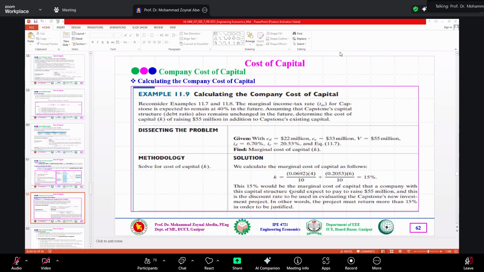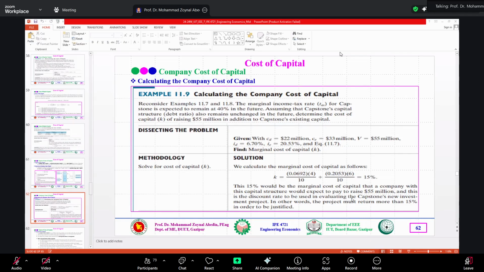This 15% would be the marginal cost of capital that a company with this capital structure would expect to pay to raise 55 million US dollars. And this is the discount rate to be used in evaluating Capstone's new investment project. In other words, the project must return more than 15% in order to be justified. This is the marginal value. Obviously, its actual value must be more than that. So by this way, what we have understood is that initially the cost of capital has two terms.